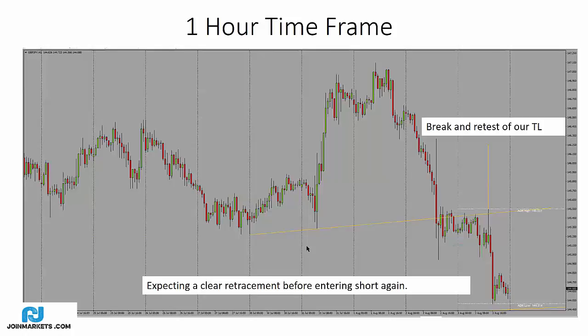Now, if we wanted to enter more shorts here, it'd be wise to wait for a retracement before entering short again. Now, that might not happen. Price may just continue to drop all the way to the next levels. We never know. But it is always much safer to enter on a retracement rather than selling lower lows.